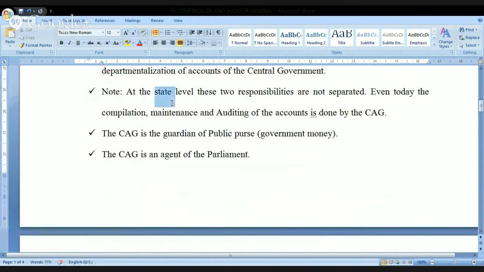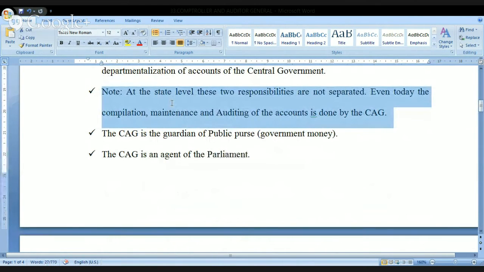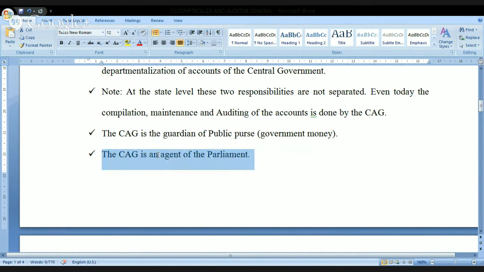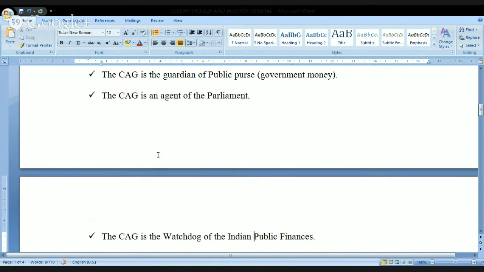Note, at the state level, these two responsibilities are not separated. Even today, the compilation, maintenance, and auditing of accounts is done by the CAG. Look at this. He is called the guardian of the public purse. CAG is an agent of the parliament, meaning CAG is not functioning on behalf of the government. CAG functions on behalf of the parliament. How exactly he will function, we'll understand after the completion of this budget.